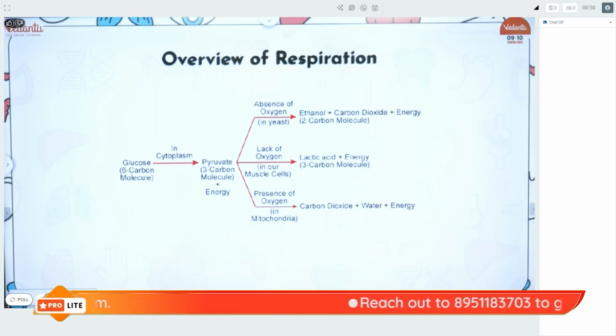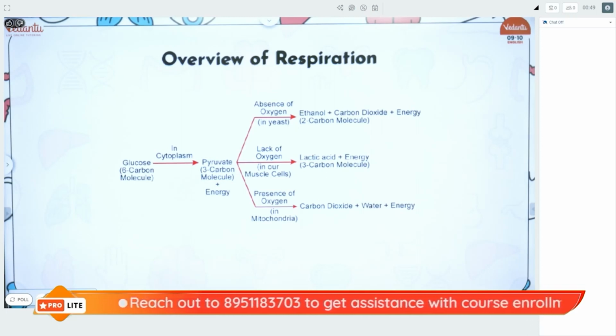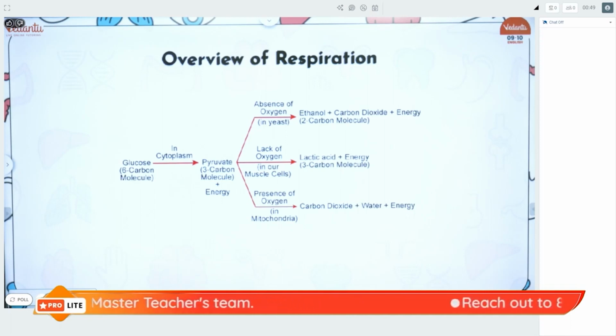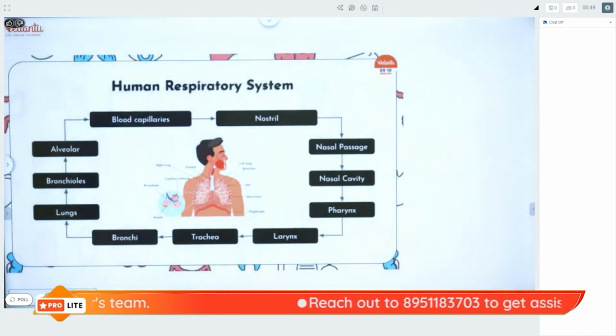So please print this in your head. This is super important. The entire topic of respiration revolves around this, right? That is the breakdown of glucose into pyruvate and then into alcohol, carbon dioxide, energy. That is fermentation or anaerobic respiration, and lactic acid and energy, which is limited oxygen, and carbon dioxide, water and energy, which is aerobic respiration in the presence of oxygen.